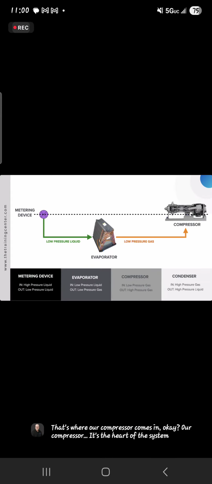So our low pressure gas that's chock full of BTUs has to be sent outside. Well, what if it's 120 degrees outside? That's where our compressor comes in, okay? Our compressor, it's the heart of the system. It's pumping, it's keeping all the refrigerant going, but it's also creating a delta. It's jacking up the pressure to change the temperature once again.